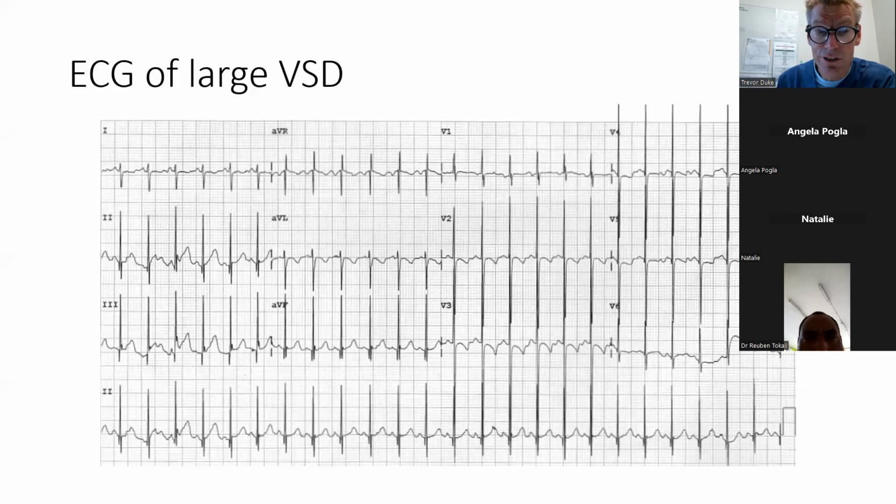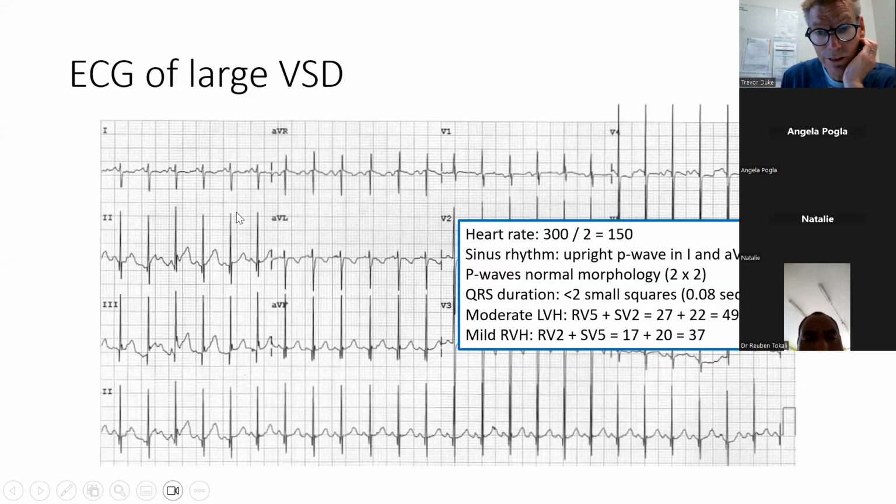The next thing is to look at the QRS axis. To look at the QRS axis, you need to look at lead 1 and lead AVF. The way you do it, hang on, we'll just go through this. As I said, the heart rate is 300 divided by 2, so it's 150. It's in sinus rhythm because there's a P wave in lead 1 and AVF. The P wave morphology is normal, less than 2 small squares in length and less than 2 millimeters in height. The QRS duration is less than 2 small squares.